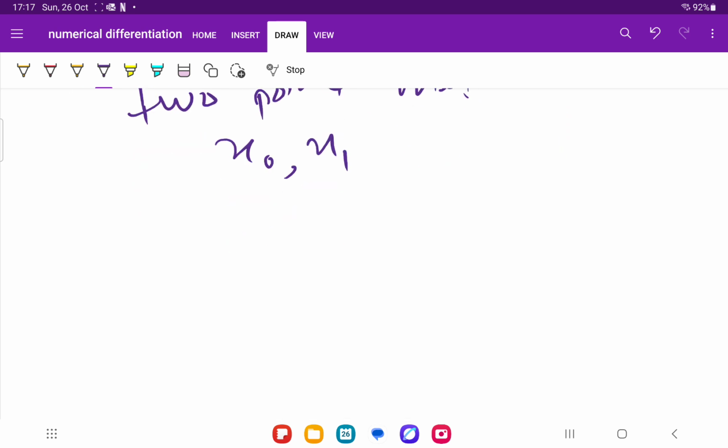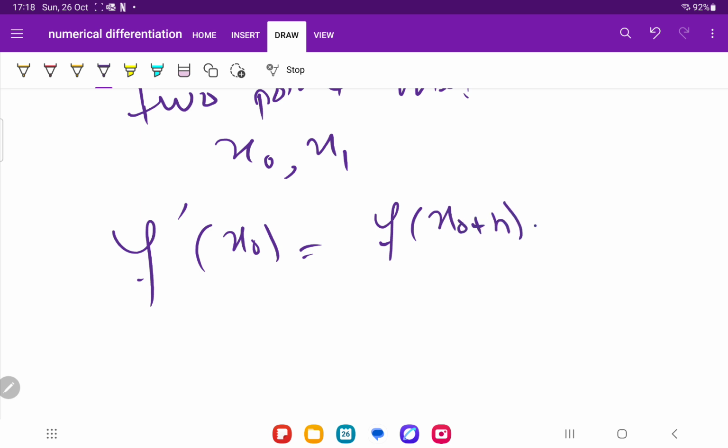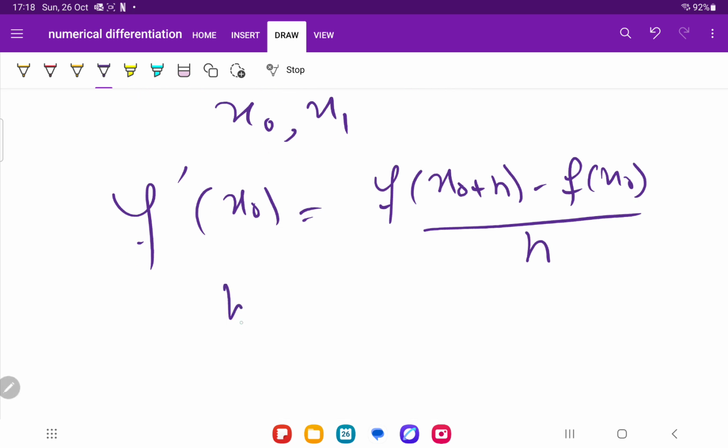So how will these 2 points be used? For example, if we would like to approximate the derivative at any x0, it should be equal to f of x0 plus h minus f of x0 divided by h, where h is basically the difference between the upper and lower values of the interval, whatever the interval for the derivative is. So h is b minus a.